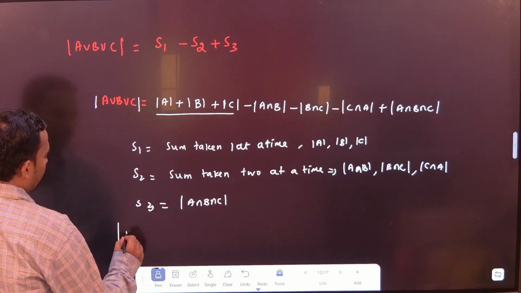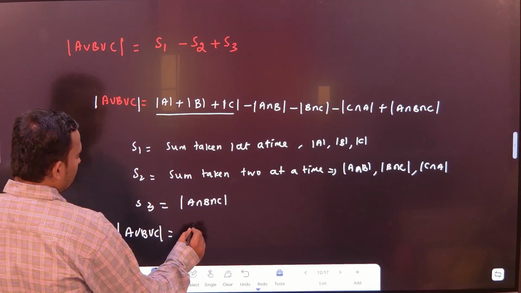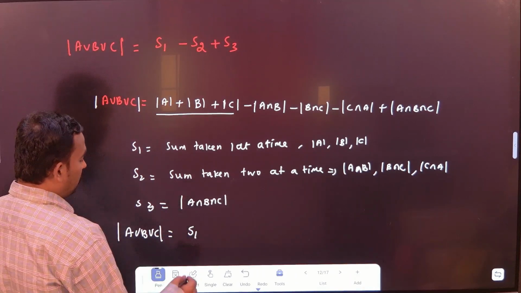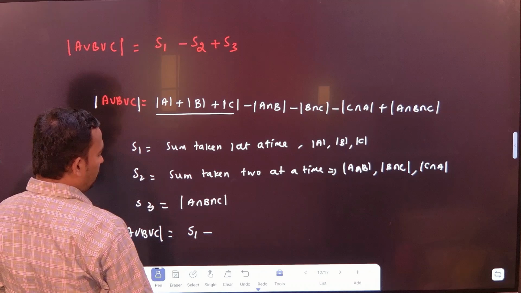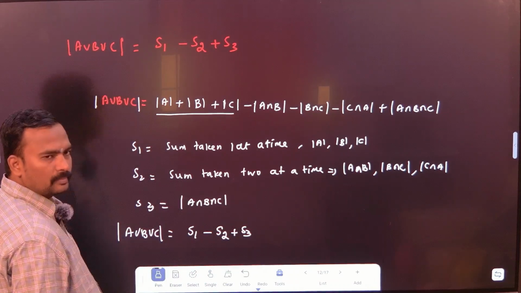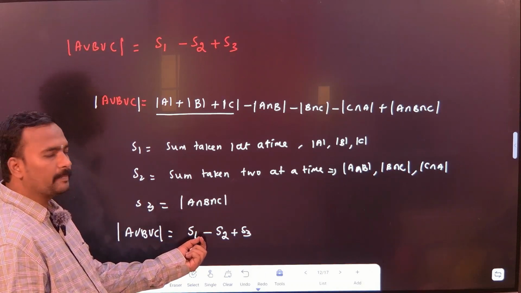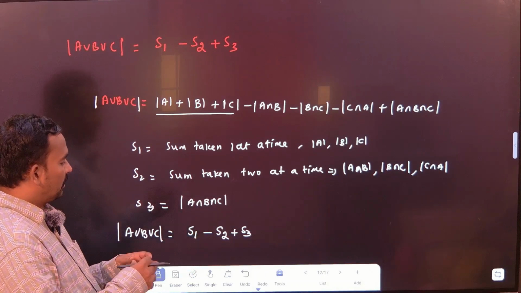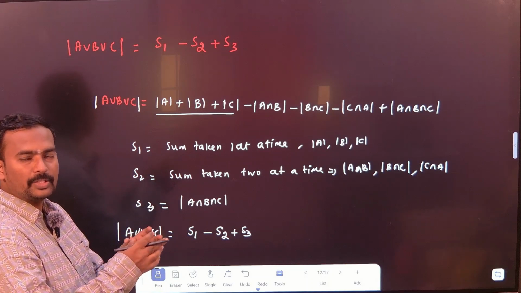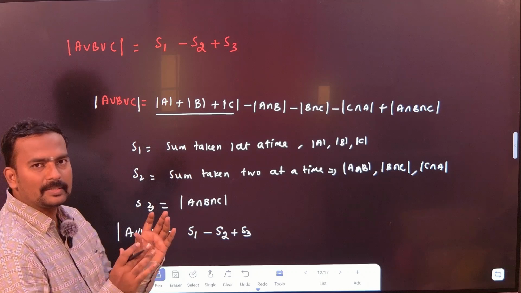Then how to use this one? A union B union C is S1, the sum 1 at a time, minus 2 at a time, S2, plus S3. This is the inclusion and exclusion principle. Inclusive means adding, exclusive means subtracting. Understood? Okay. Using this idea, let us discuss the problem.